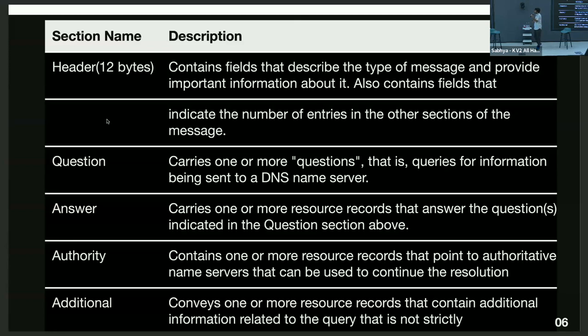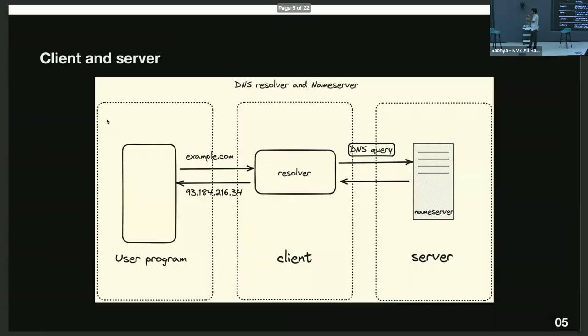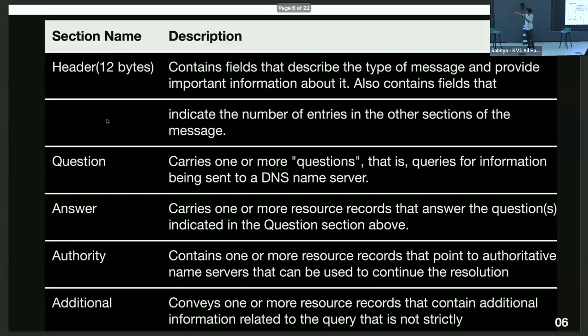Apart from the header, we have a question. So whenever we're sending a query, we fill the question part of the DNS message, and we ask the name server a question saying, this is the domain name, do you have information about this? And the answer is basically what the name server will respond with. It will have one or more resource records that have the answer to the question which we asked.